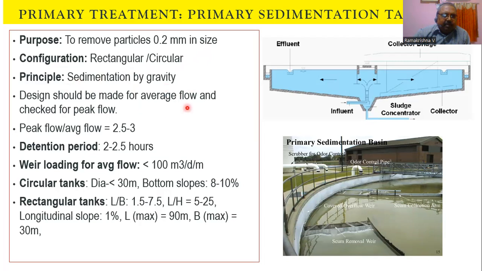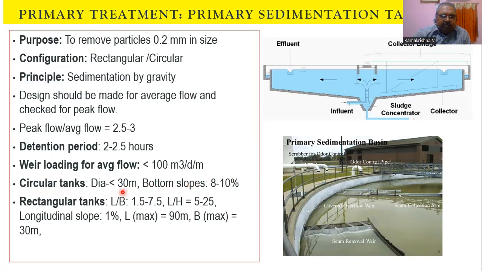Design should be made for average flows and checked for peak flows. The ratio of peak flow to average flow is around 2.5 to 3. Detention periods are 2 to 2.5 hours. The weir loading for average flow generally should not be greater than 100 m³/day per meter. That means per 1 meter run of circumference, the discharge should not be greater than 100 m³ per day. In circular tanks, the diameter should be less than 30 meters.